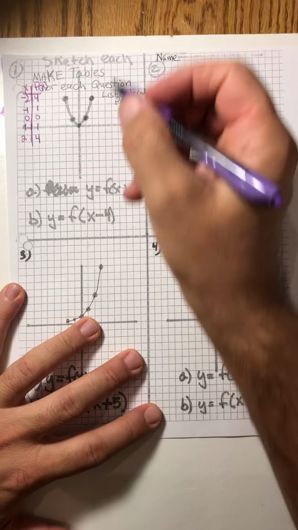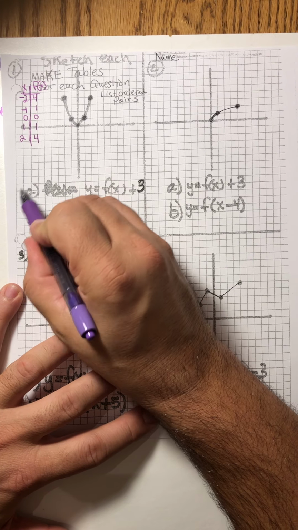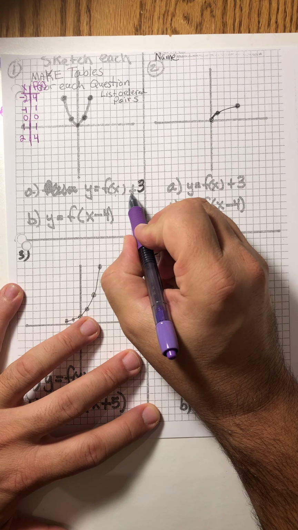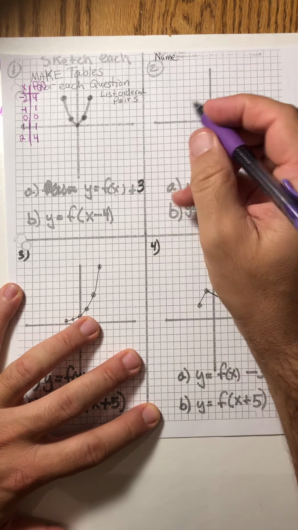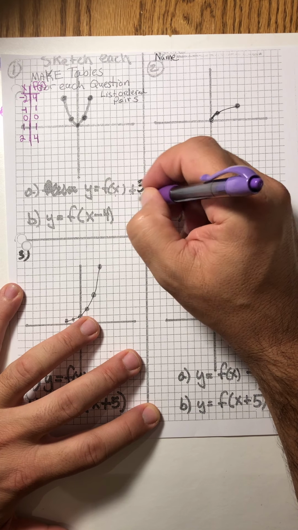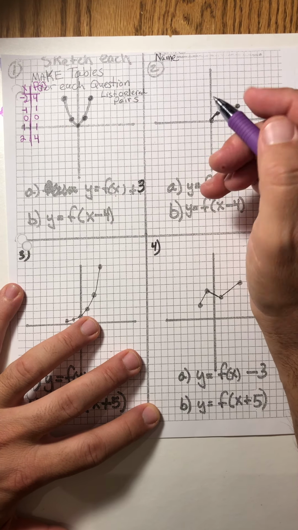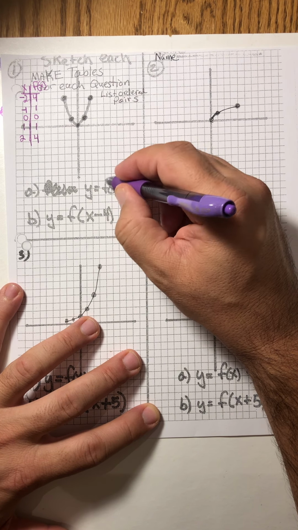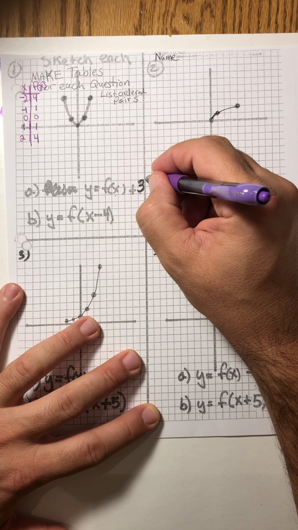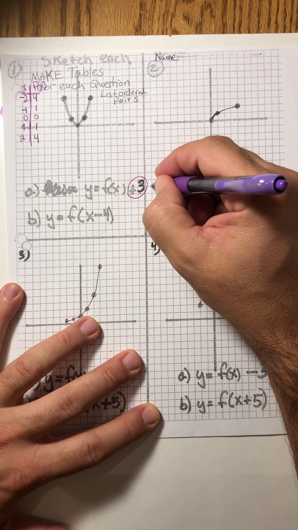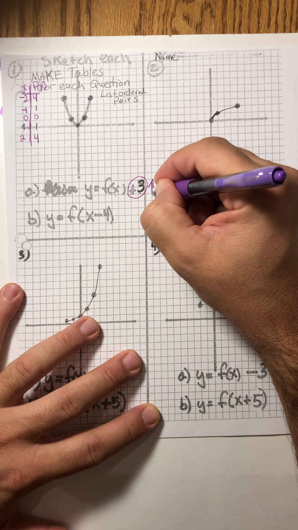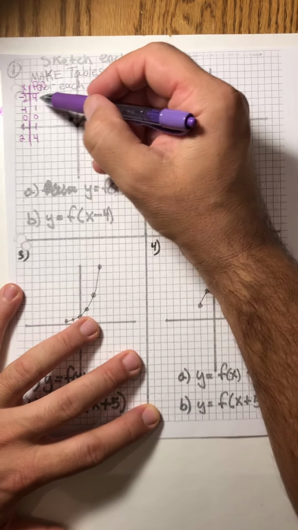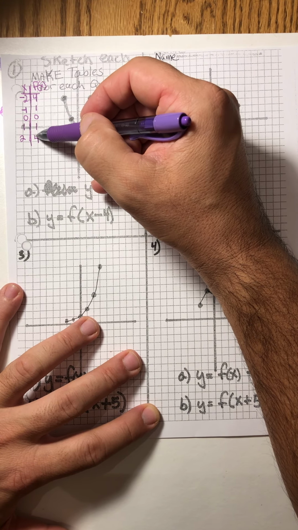Now letter A. What does letter A say to do? Letter A says y equals f of x plus 3. Well, what does the plus 3 do to the graph? This is really what you needed to know for the first assignment. This plus 3 outside the parentheses of the function value is literally saying you're going to add 3 to all the y. So you're moving up 3 units. All of the y values are going to be adding 3. Every single one of these y values, all I'm going to do is add 3.